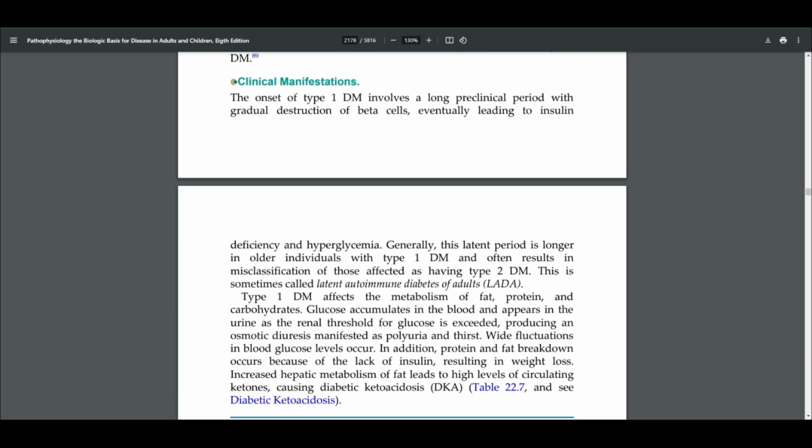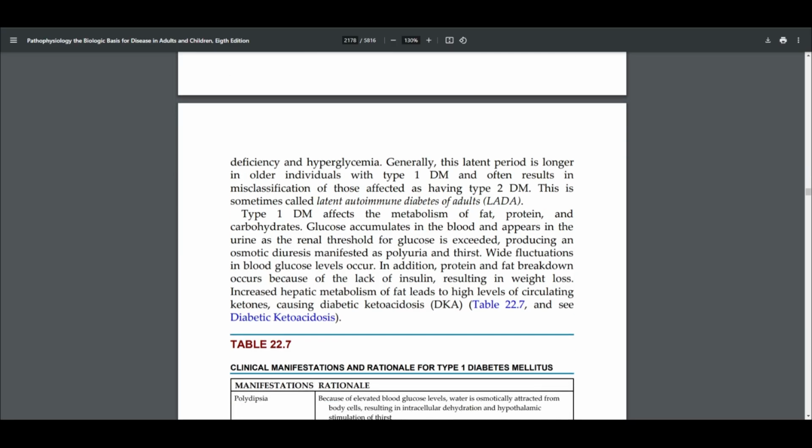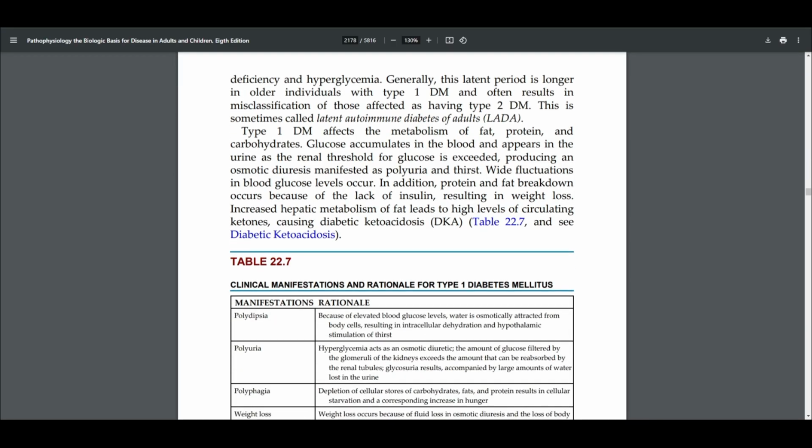So what are our clinical manifestations? The onset of type 1 diabetes involves a long preclinical period with gradual destruction of beta cells, eventually leading to insulin deficiency and eventually leading to hyperglycemia. Generally, this latent period is longer in older individuals with type 1 diabetes and often results in misclassification of those affected as having type 2 diabetes. This is sometimes called latent autoimmune diabetes of adults.